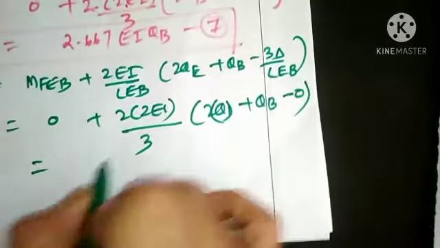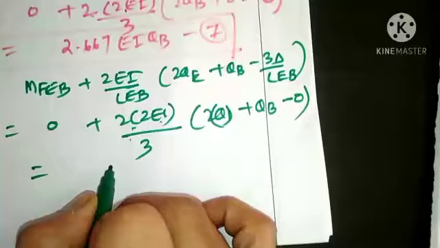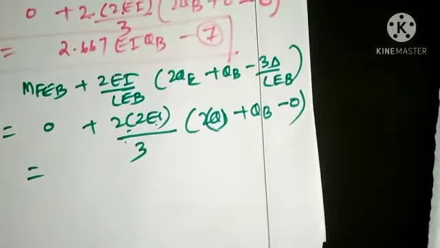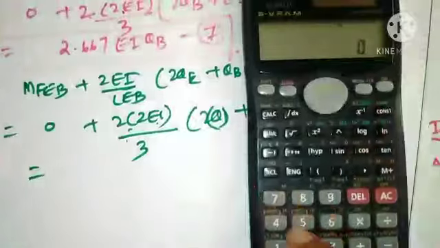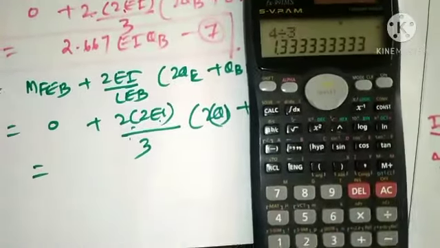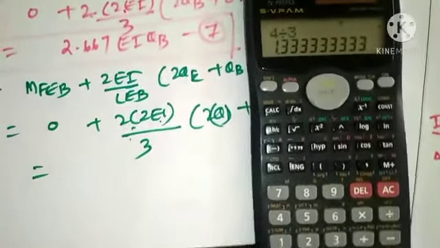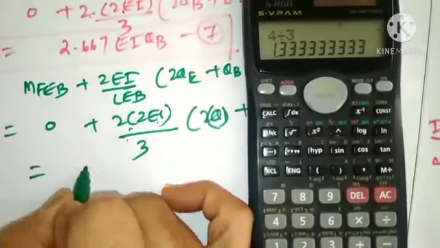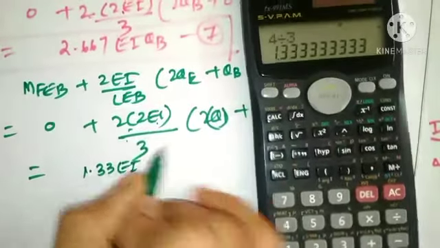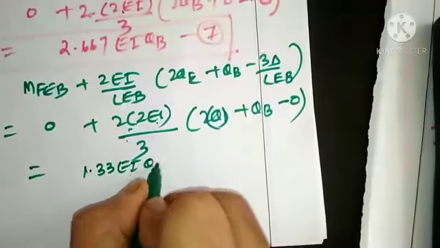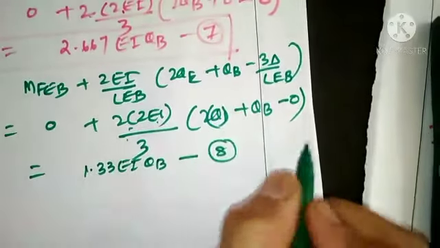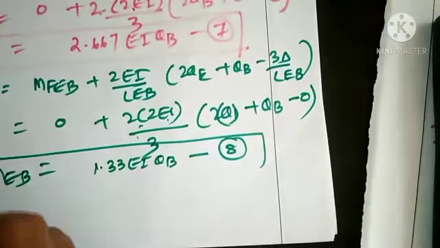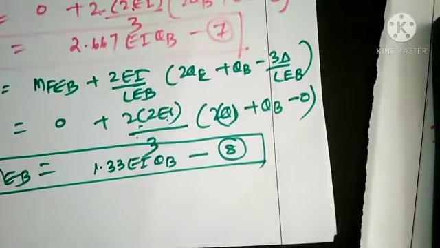So reorganizing this, 2 into 2 will become 4. 4 divided by 3 will come as 1.33. So substitute the value as 1.33 EI theta B. So this is MEB, and this is equation number 8.